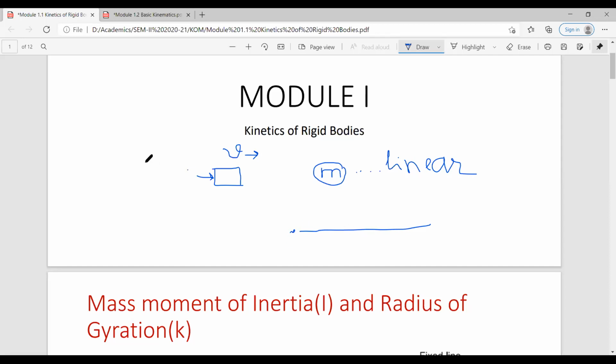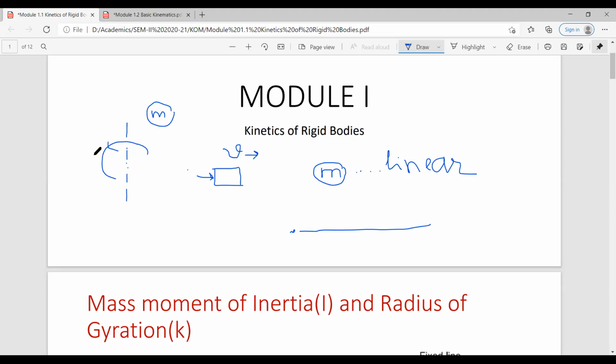But when there is angular motion, say a body is moving about some axis, it is having some angular motion. At that time, in the case of angular motion, mass alone is not sufficient to describe the inertia of the body. What also comes into the picture is how the mass of the body is distributed from the axis of rotation.